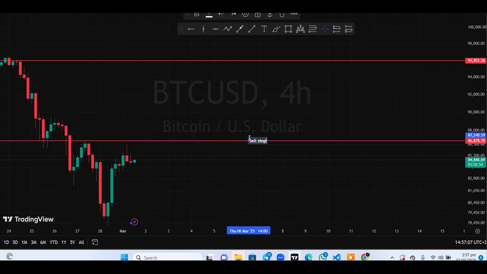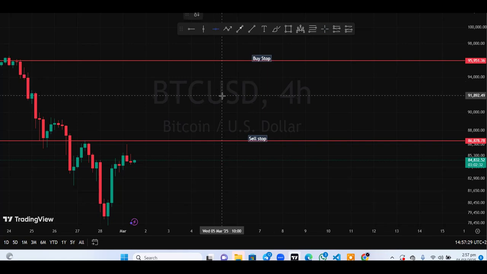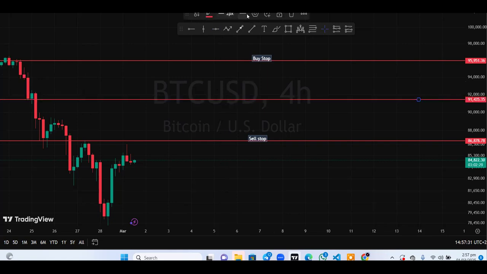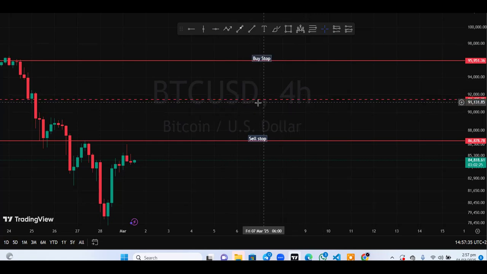Sell stop. There is a difference between buy limit and sell limit. And then this here is buy stop. And then currently the price of the market, let's say, is here. I'll even change to dotted like this. So assume this dotted line is what the market is.